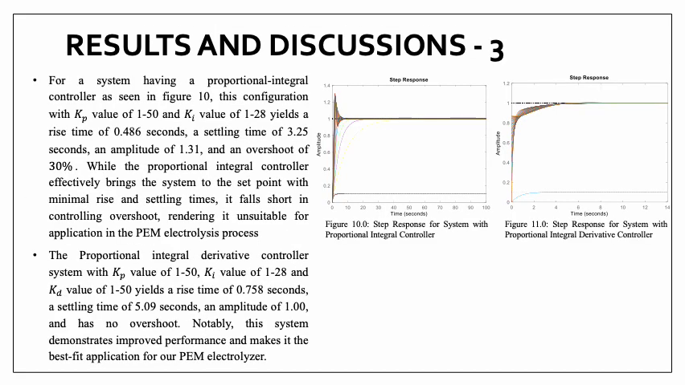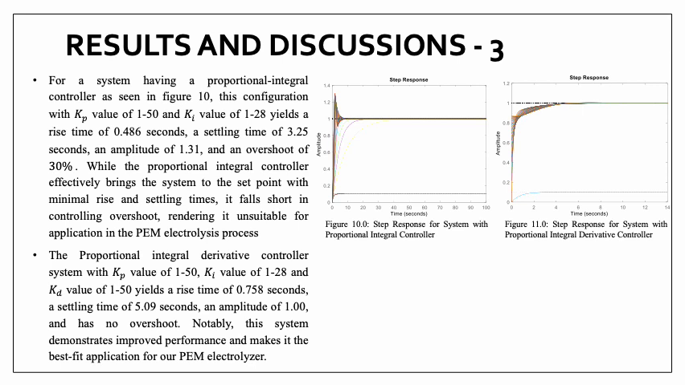Here we have the proportional integral controller. From the results and the graph, we see that it yields a rise time of about 0.486 seconds and an amplitude of 1.31 with an overshoot of 30%. So this controller brings the system to the set point with minimal rise and settling time, but it falls short in controlling the overshoot. Thus, this type of controller is unsuitable for our electrolyzer.